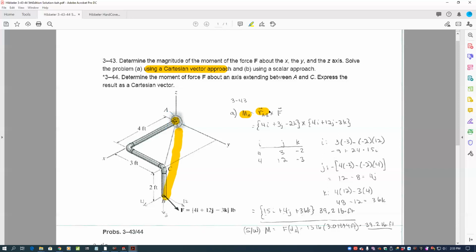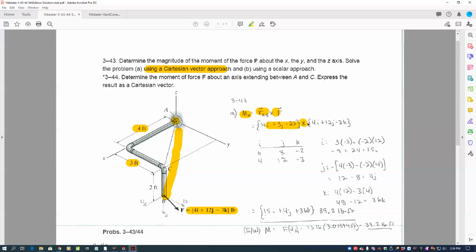that position vector, cross product with the force vector. The force vector is a Cartesian force vector, given here as 4i + 12j - 3k pounds. The square root of the sum of the squares of those is 13 pounds. That would be the magnitude, and that's its Cartesian force vector. The position vector from A to B would be 4 in the X, a positive 3 in the Y, and then a minus 2 in the Z axis.